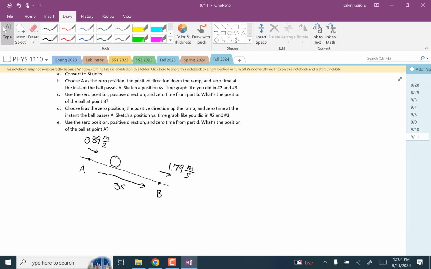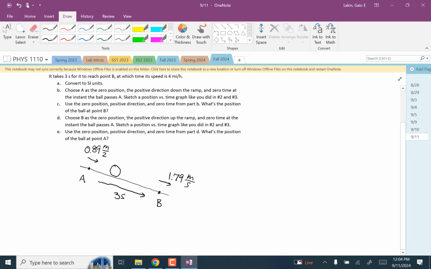And so for the first part, I'm just going to go through part B, I guess. Let's see how it goes after this one. So for part B, it says choose the 0 to be at the point A, and then choose the positive direction to be down the ramp. So positive is this way. And that means negative is this way.